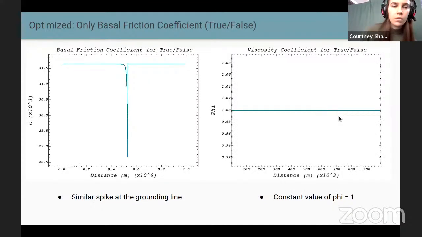Okay, so in the situation where only the basal friction coefficient is optimized, again, we see this spike. And then again, the viscosity coefficient is kept constant at a value of 1. And so we see this very similar spike. And again, this is just to keep the grounding line position from advancing. And this looks very similar to the first one, again, because of how bicycles solves inversion. The basal friction coefficient dominates in the inversion problem, and the viscosity coefficient solve happens after the basal friction coefficient solve.